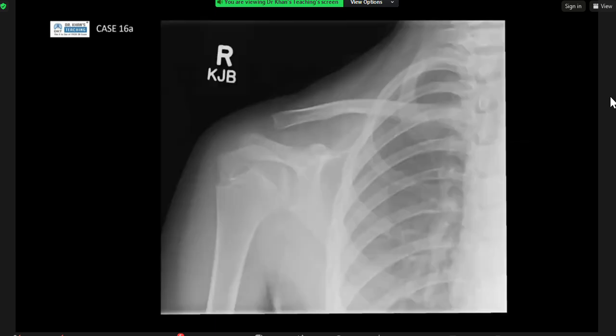Next case. Candidate 3. Yeah, this is a right shoulder X-ray for a skeletally immature patient.